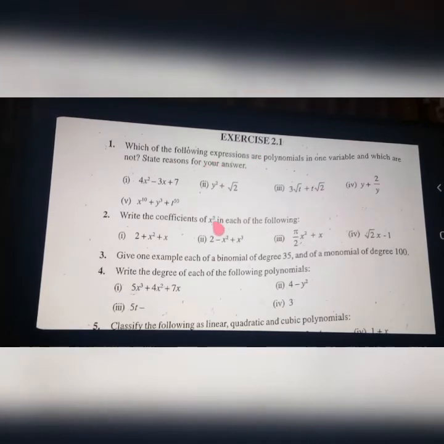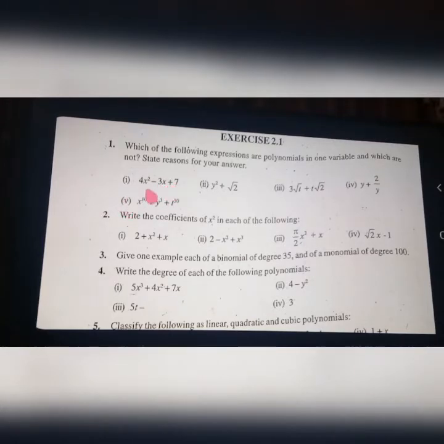Okay, now we can start with the exercise. Exercise 2.1, first question. All of you take a textbook and take exercise 2.1. Which of the following expressions are polynomials in one variable and which are not? State reasons for your answer. First, make your question clear: which of the following expressions are polynomials in one variable, and which are not?